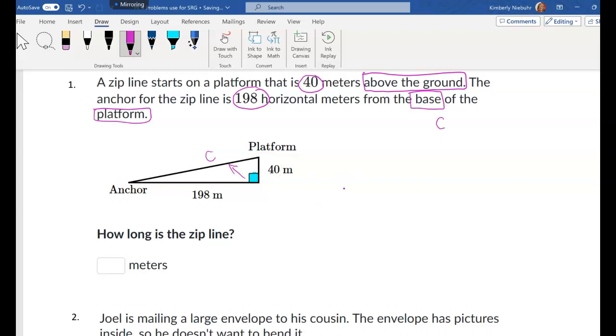So it should be set up like this. C squared. I'm going to call this leg A, and I'm going to call this leg B, okay? So leg A, we're plugging in 40 squared for leg A, and we're plugging in 198 squared for leg B. Do you understand that? Let me make it a little more clear.